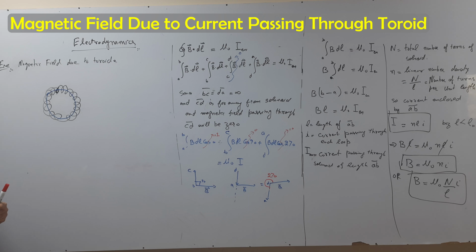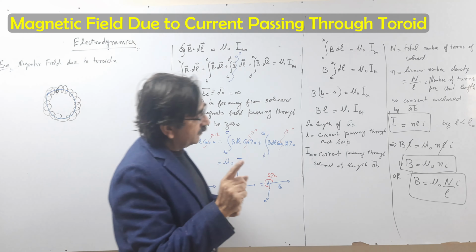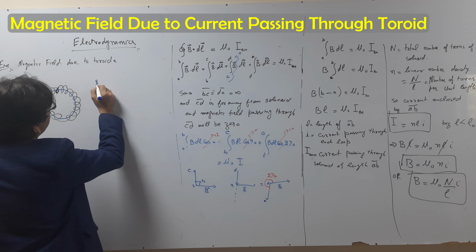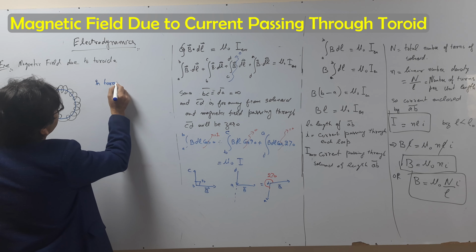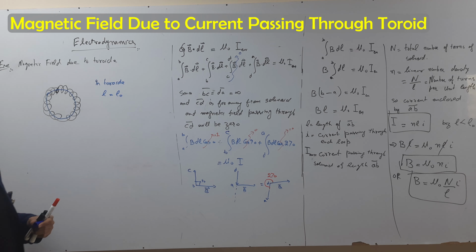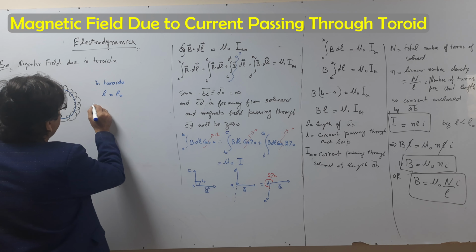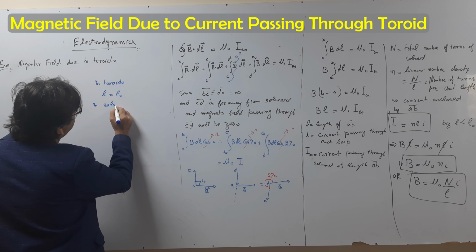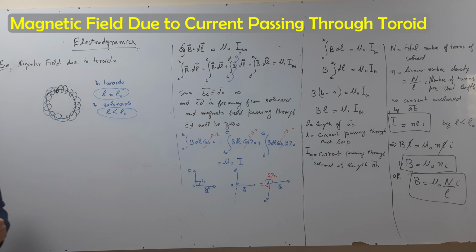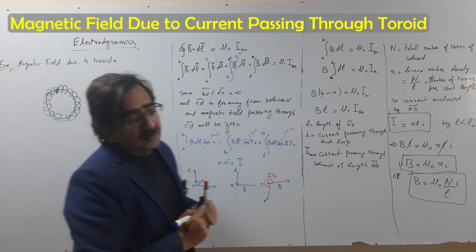Okay, but what will be the difference from the case of a solenoid? In a toroid, L will be equal to L now. That is different. In a solenoid, L is less than L naught. That is the main difference between toroid and solenoid. So that's why we will consider the total current.